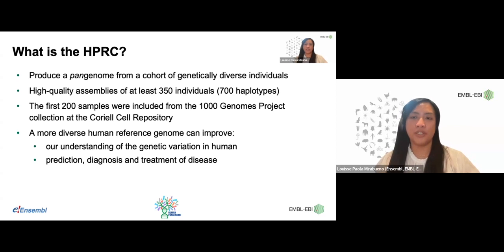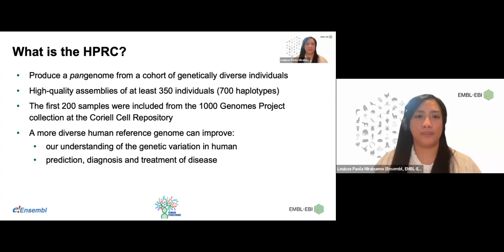The first 200 samples, or the first 200 assemblies, will be coming from cell lines from the 1000 Genomes project. This was a project that cataloged many common human genetic variants across different populations. A more diverse human reference genome can improve our understanding of the genetic variation in different human populations. And this can in turn help researchers develop and inform clinicians with a more personalized prediction, diagnosis, and even treatment of various different health issues.